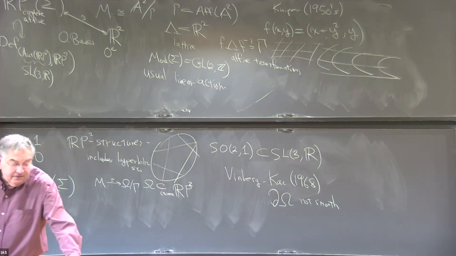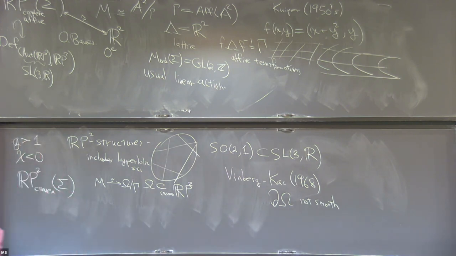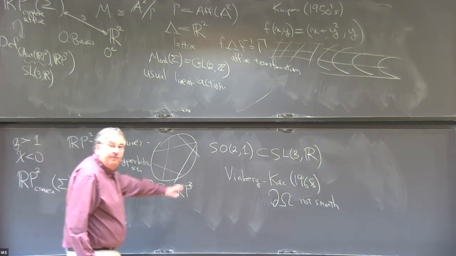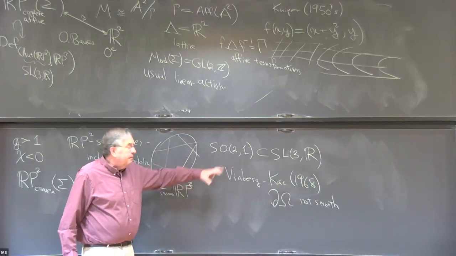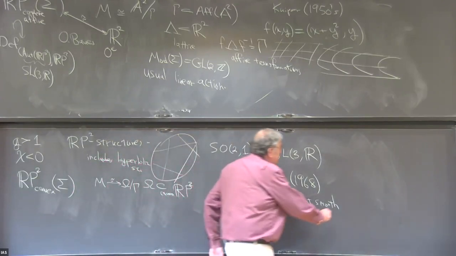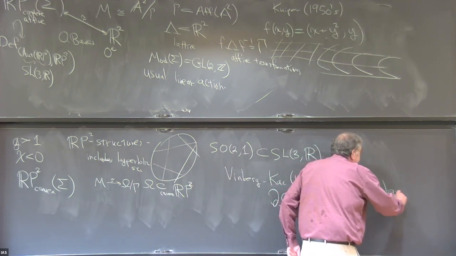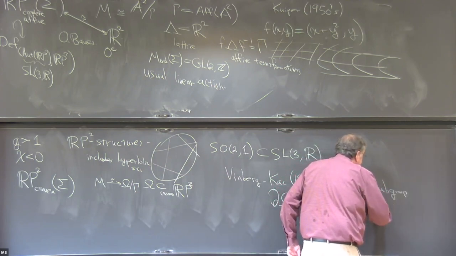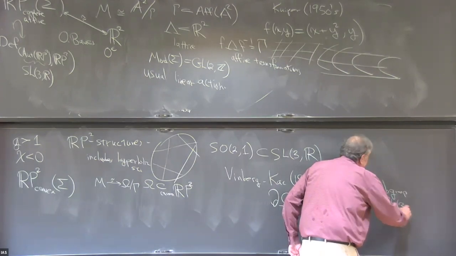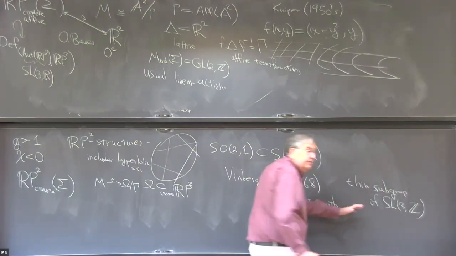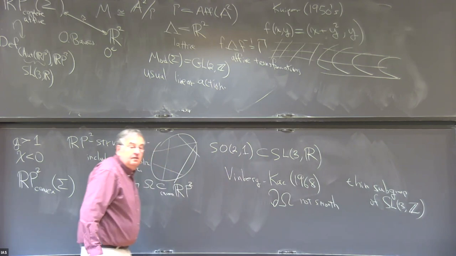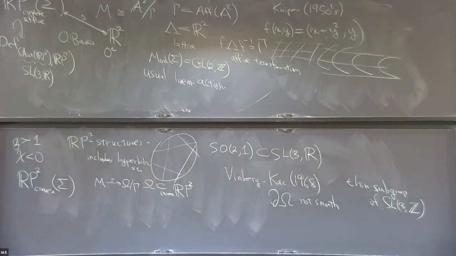You know, this is actually the Vinberg-Katz example, which is a thin subgroup of SL3Z. And it arises in nature as the Weyl group of the Kac-Moody, hyperbolic Kac-Moody Lie algebra.